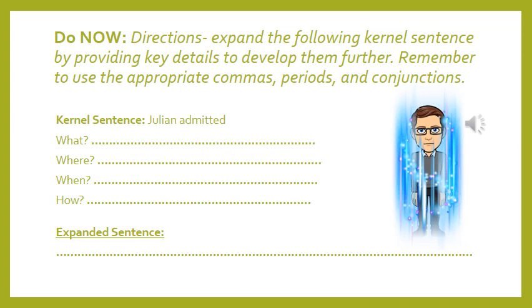So when you think how Julian admitted, what kind of adverb can we attach to admitted, or what kind of descriptor word can we describe how he admitted doing this? Was he crying and sobbing? Was he acting tough? At the bottom is your expanded sentence where you can combine all these small bits and make sure you have the appropriate periods, commas, and conjunctions so that it all makes sense. Read it back to yourself. Make sure it's not caveman English.